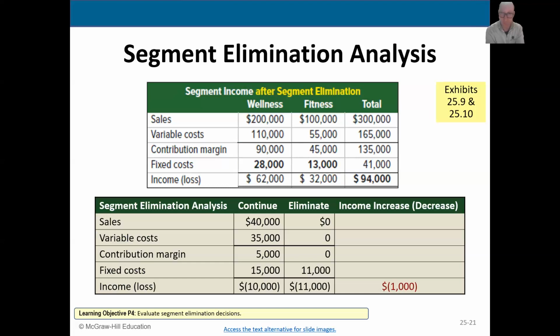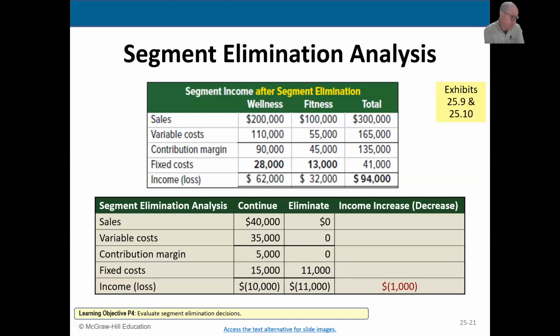Fixed costs, I can eliminate some of the fixed costs, but not all of it. Because remember that the company still has to pay rent. The company still has the depreciation expense. The company still has the equipment. The company still has all of these other related expenses to making the treadmill that we can't just stop paying. And we can't pay less rent because we stopped making one of our segments. You see?